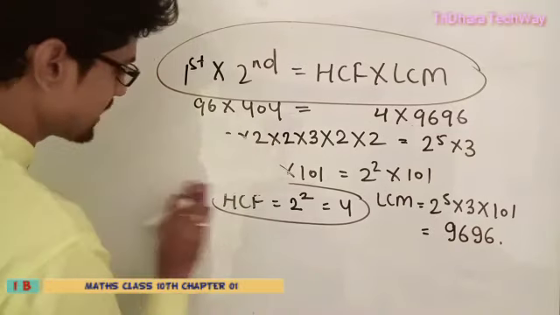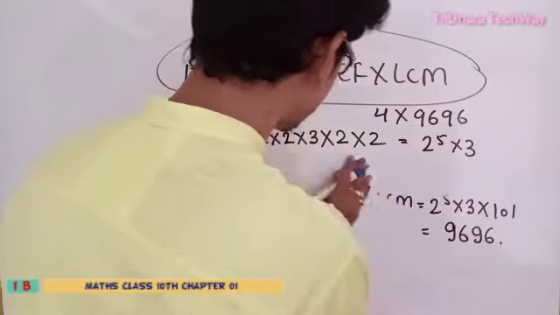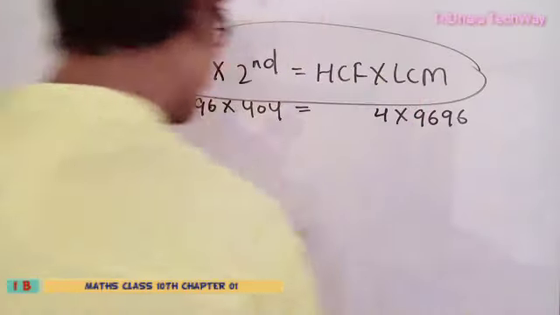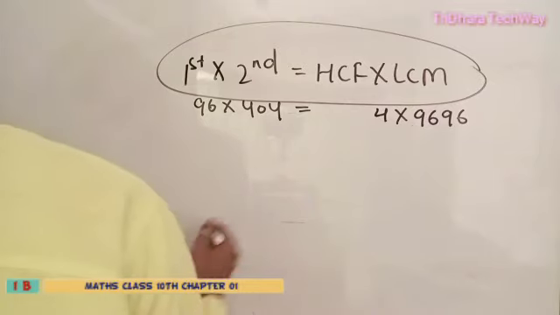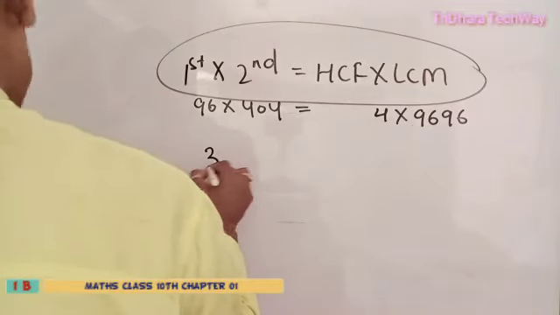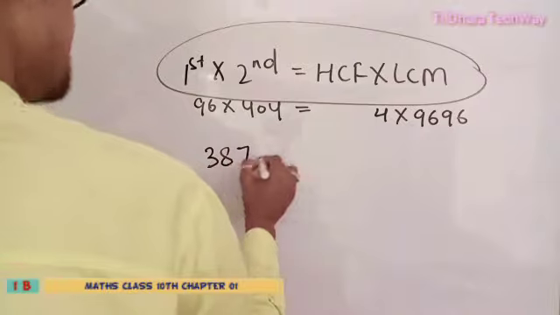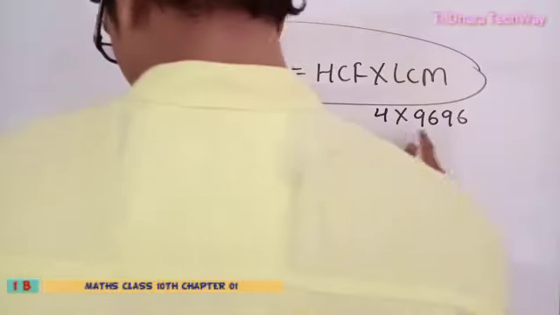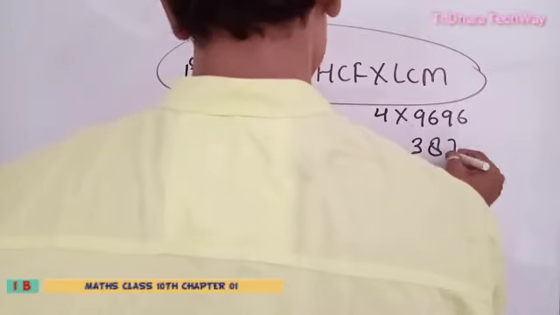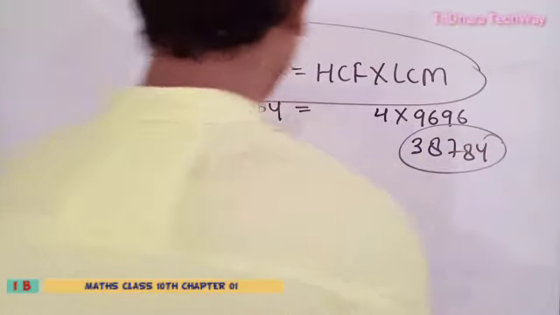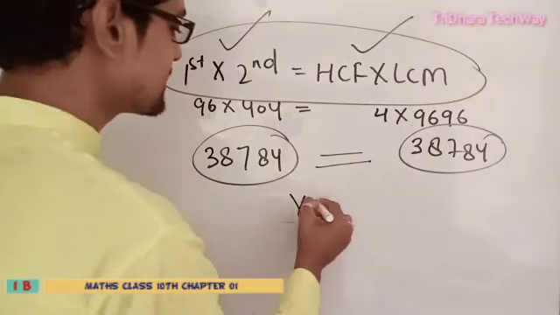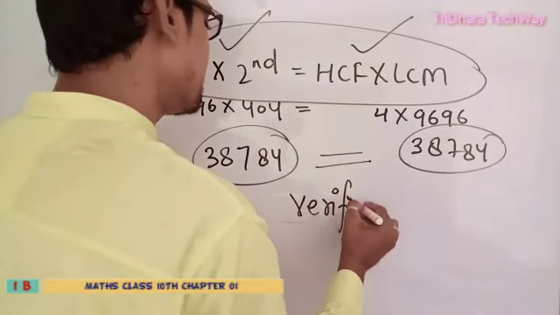Okay, now see how you can verify it. When you multiply these numbers, you will get 38784. You can check it by multiplying these numbers. And you will also get 38784 here. It means when this side and this side come out equal, you have verified it.